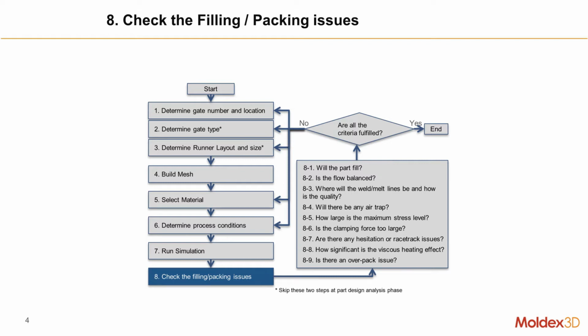In the last session on 3rd of March, we had seen or gone through the filling and packing setup for item number 1 through 7. So how to set up simulations, determine gate locations, number of gates, gate types, runner layout and sizes, how to build the mesh, how to select the material, and then determine the process conditions and then run the simulation.